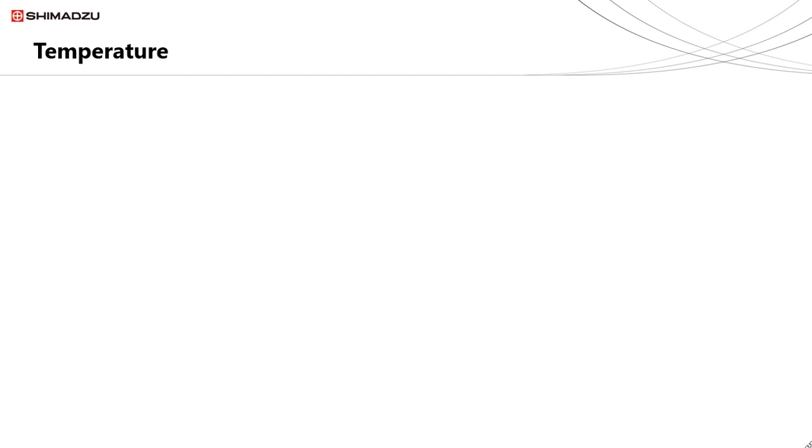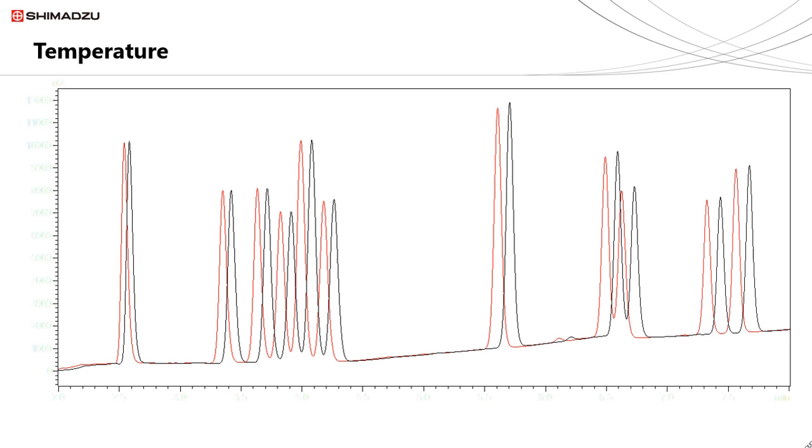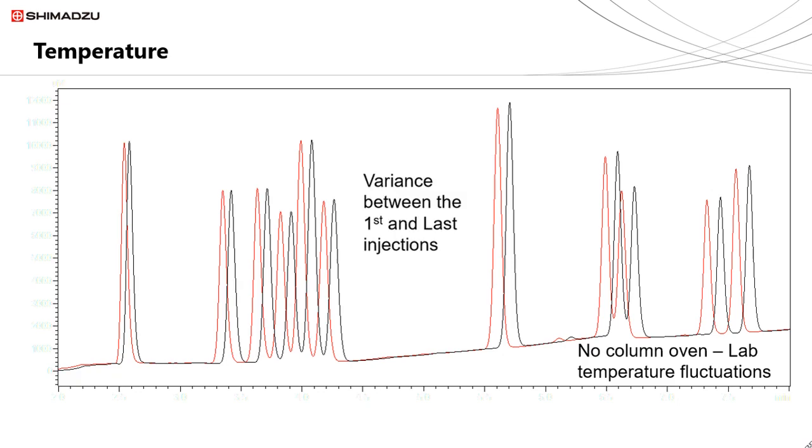If we overlay the 2 chromatograms, we can see that they are not identical. And having no column oven has led to deviations within the retention times, which may cause incorrect compound labelling, especially with close eluting peaks.